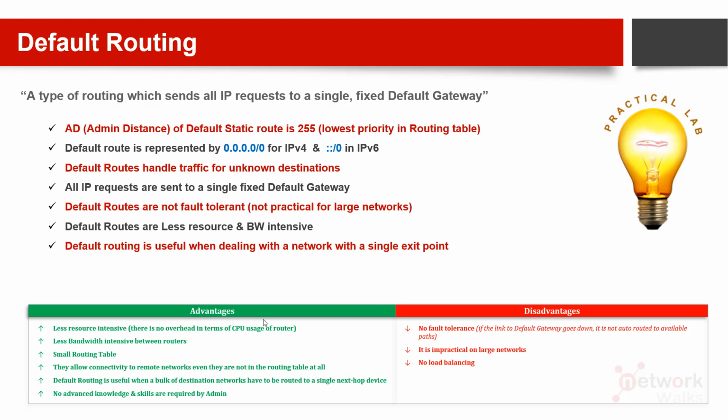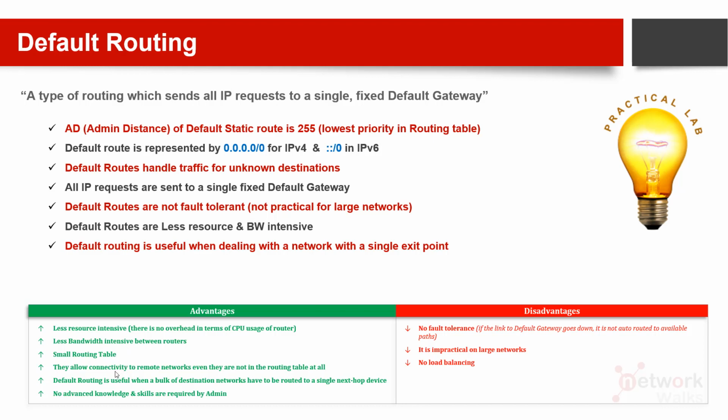And then some advantages and disadvantages related to default routing like we discussed. It is of course less resource intensive. There is no overhead in terms of CPU or memory of the router. We don't need a very hi-fi router. We just need a normal basic router. It is less resource intensive.